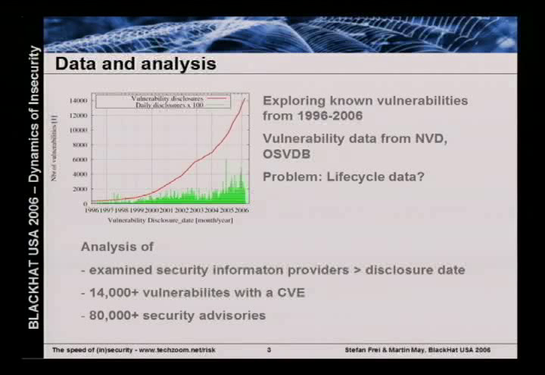To get our data, we analyzed the NVDB and the OSVDB. Then we looked at all the CVE documents, and we spidered about 80,000 security advisories from different information providers, from exploit sites, from patch sites, from vendors, and so on. There's a huge pot of information, and we tried to make sense of it by correlating it.